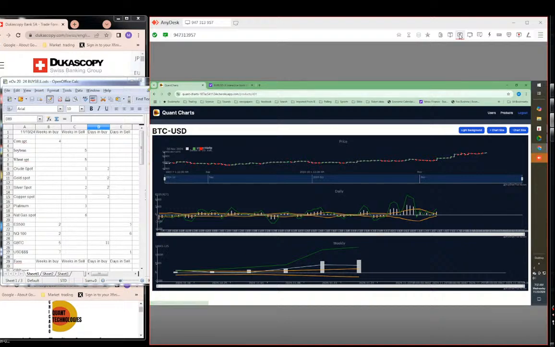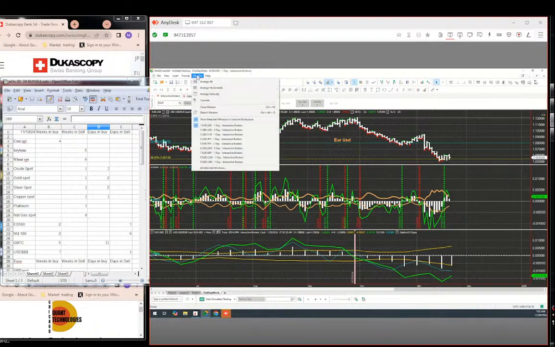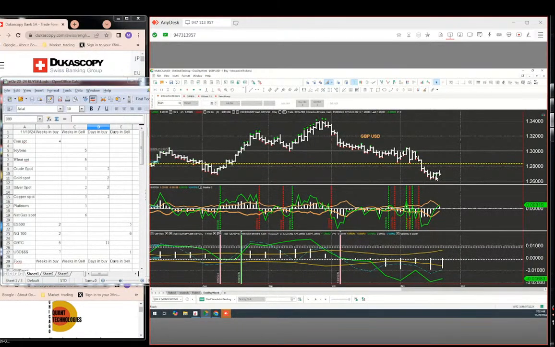All right. So let's go back to the euro and the different pairs trades. And let's go to GBP. And there's GBP. And it got into the buy there yesterday. Let's steal one of these buys.